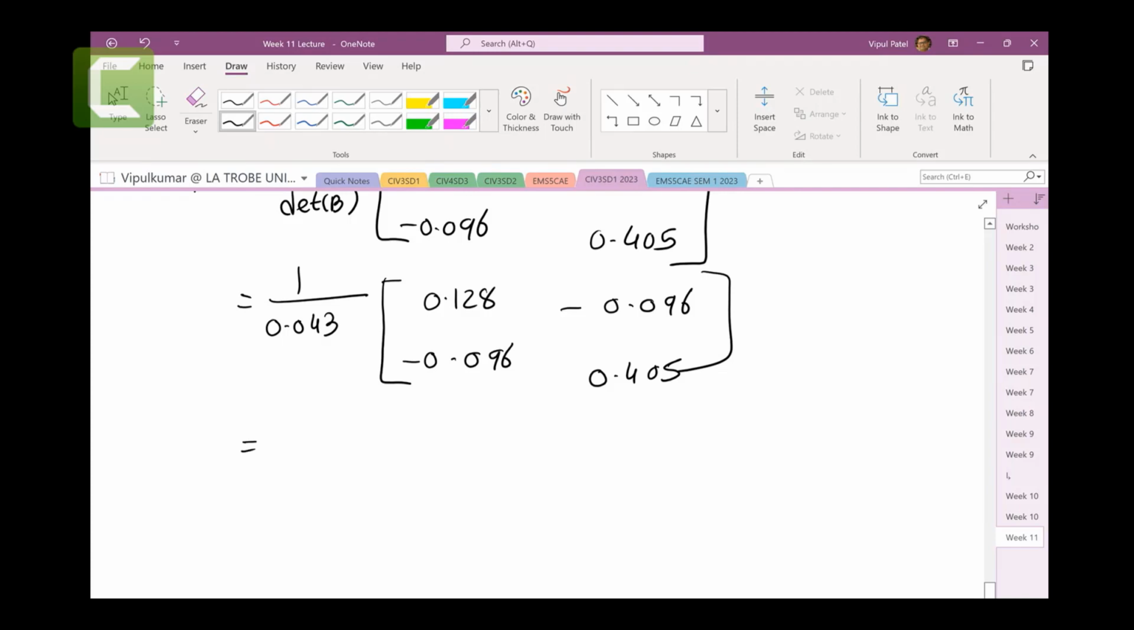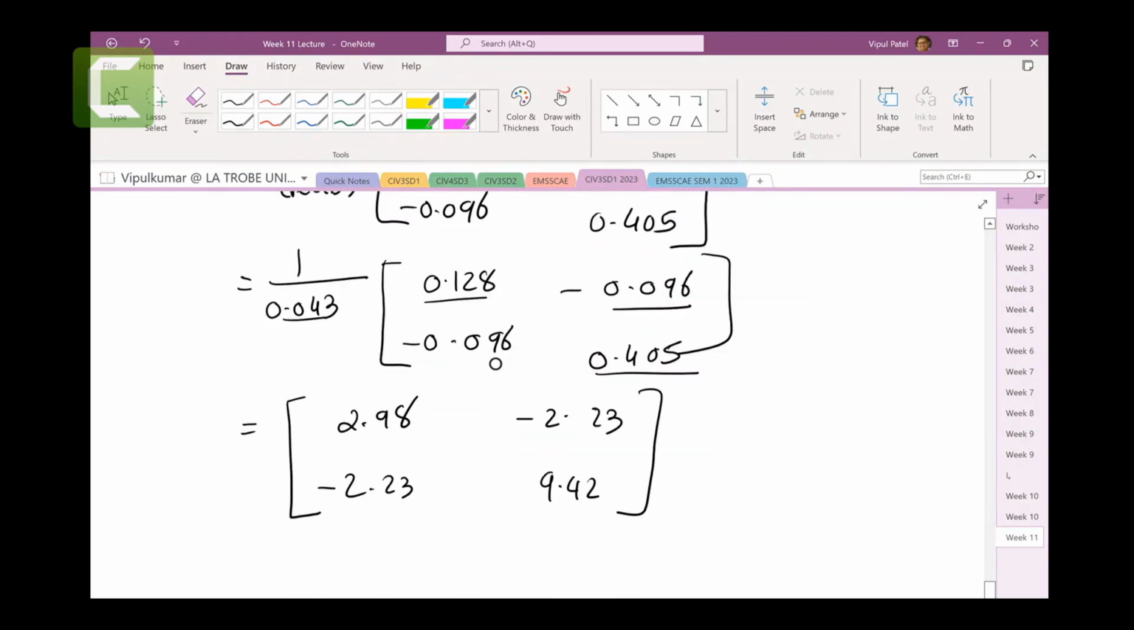So 0.128 divided by 0.043, you get 2.98. 0.096 divided by 0.043, you get 2.23, and minus 2.23. And this number, 0.405, divided by 0.043, gives 9.42.